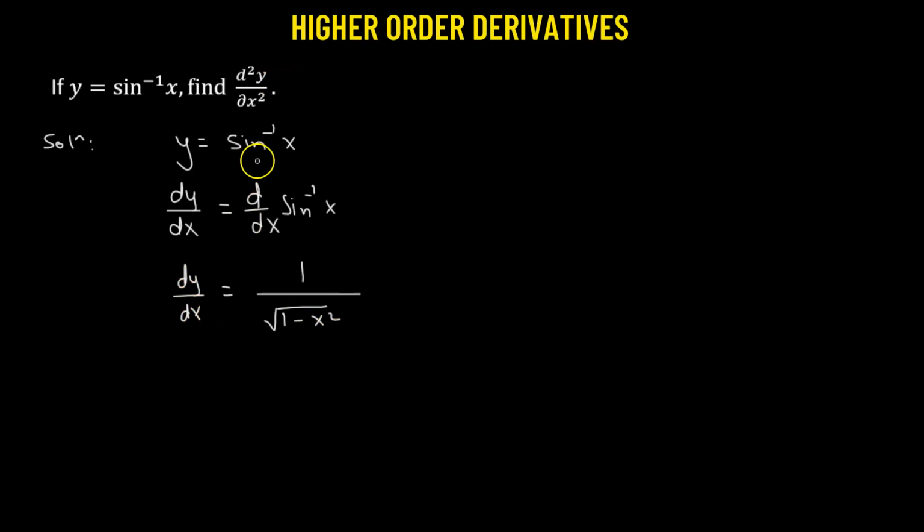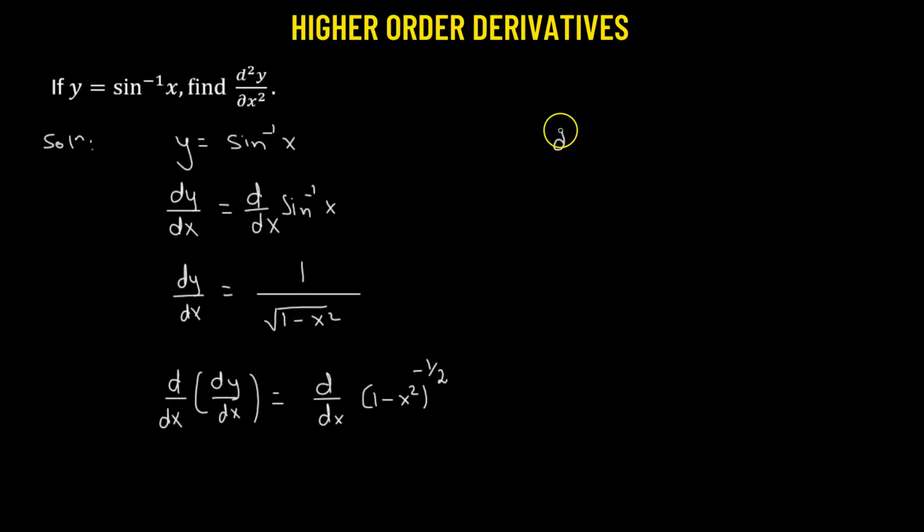Now what do we have to do? We will again take the derivative on both sides with respect to x. So that means we have the derivative with respect to x of the derivative of y with respect to x, which equals the derivative with respect to x of 1 over square root of 1 minus x squared. But we can simplify this to write it as (1 minus x squared) raised to the power of negative half. Right. Now, when we take the derivative of dy over dx with respect to x, this gives us the second derivative of y with respect to x.